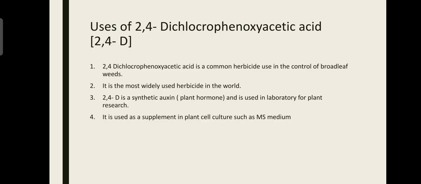Uses of 2,4-dichlorophenoxyacetic acid. Number 1. 2,4-dichlorophenoxyacetic acid is a common herbicide used in the control of broadleaf weeds. Number 2. It is the most widely used herbicide in the world. Number 3. 2,4-D is a synthetic auxin, that is a plant hormone, and is used in laboratories for plant research. Last use. It is used as a supplement in plant cell culture such as MS medium.